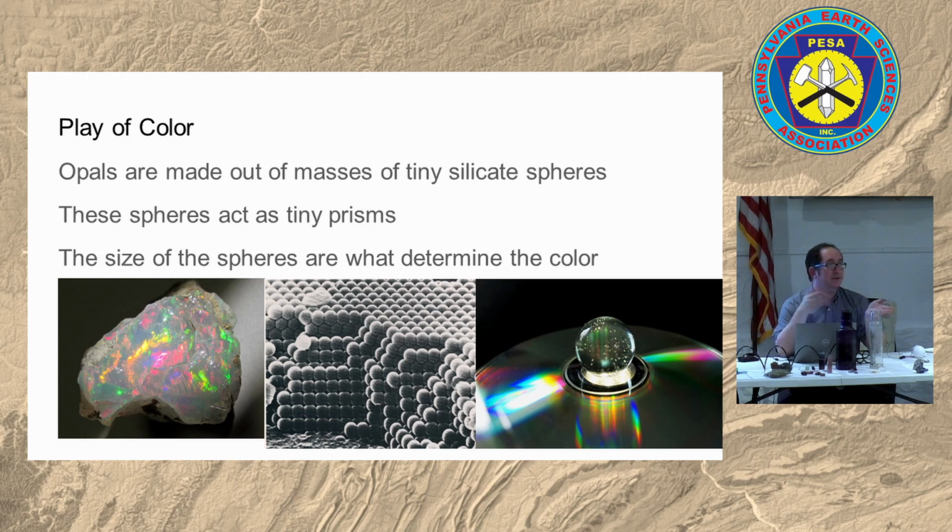Different sizes of spheres give you different colors. And we see different patches of colors because of the individual microclimate that they're forming in. Each individual part of the opal will be slightly different than the other, and will make a slightly different group of opal spheres.